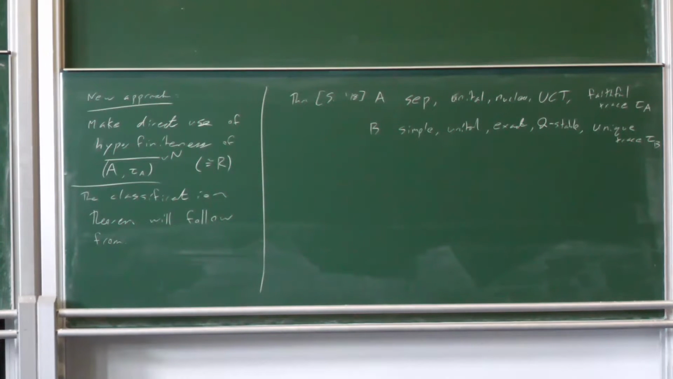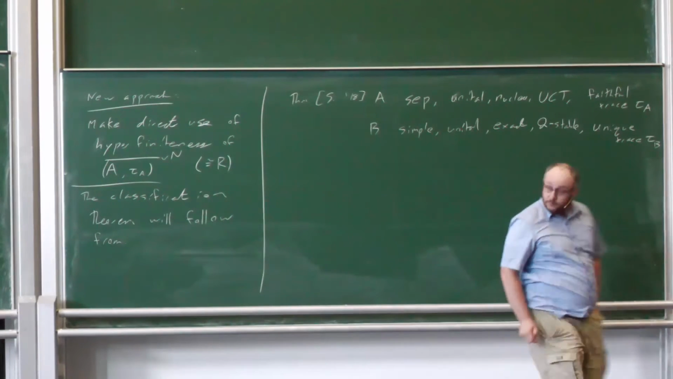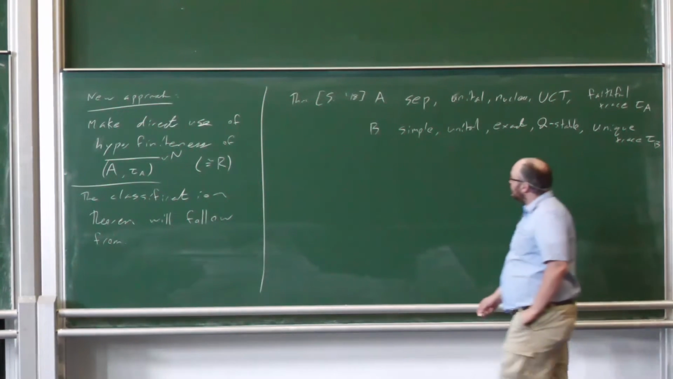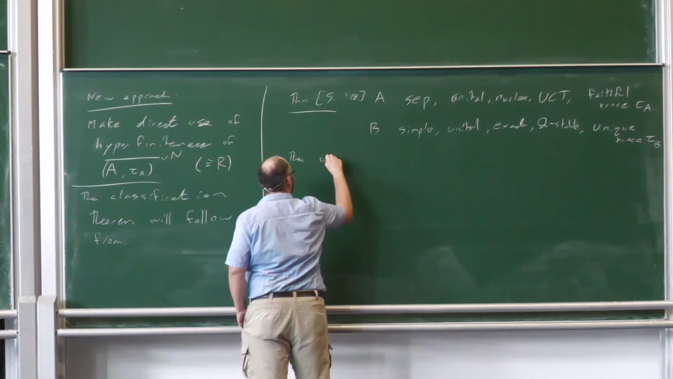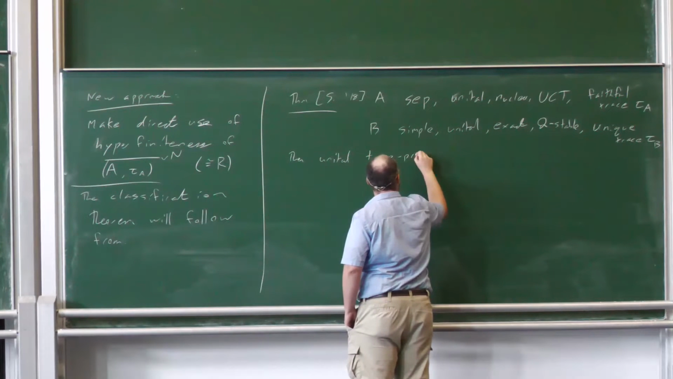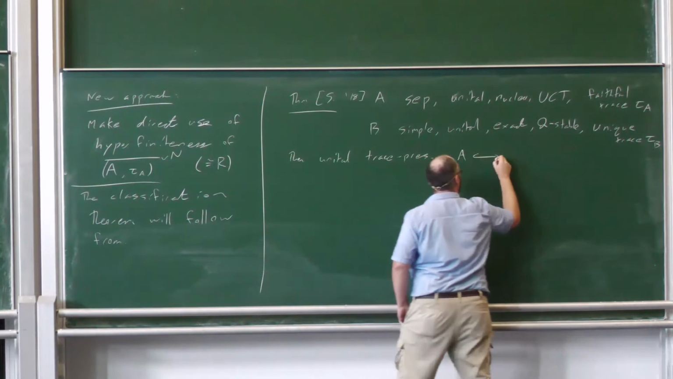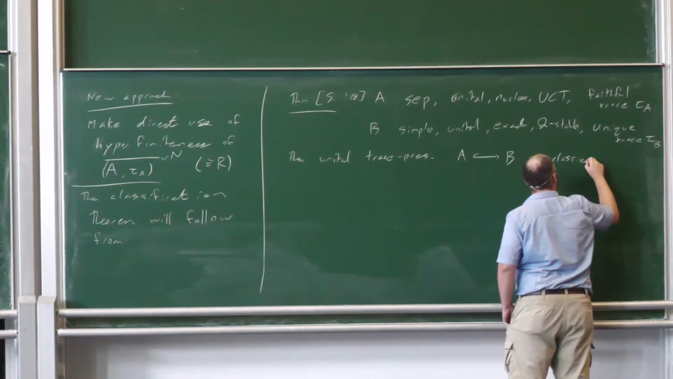So A and B, as in the classification theorem, satisfy both the conditions of A and B here under my working assumption that they're all Q-stable with unique trace. So then the unital trace preserving embeddings are classified by the K-theory.